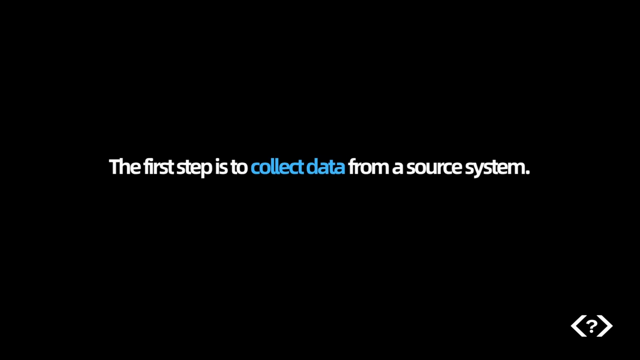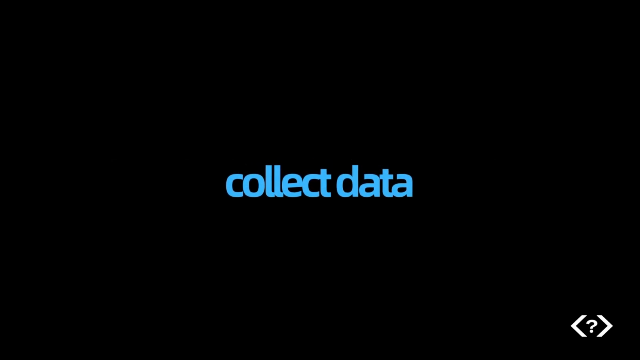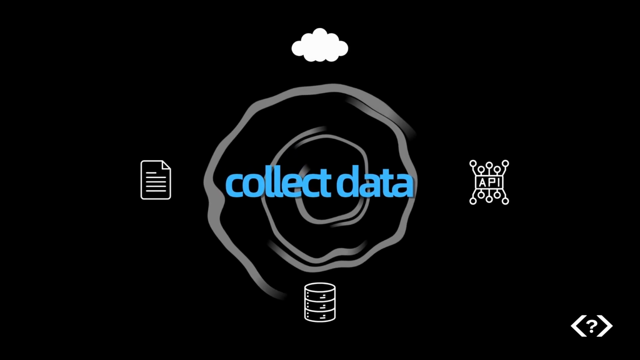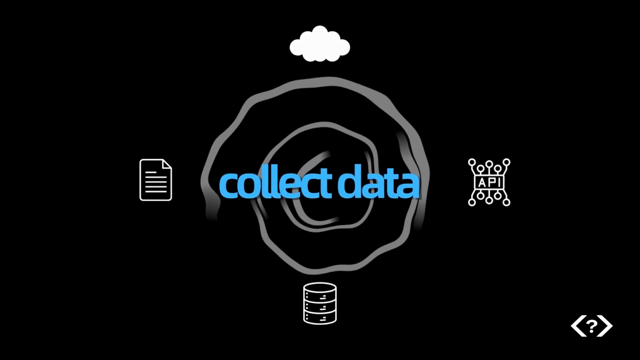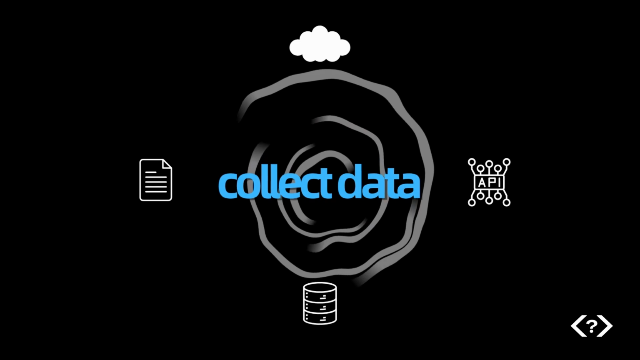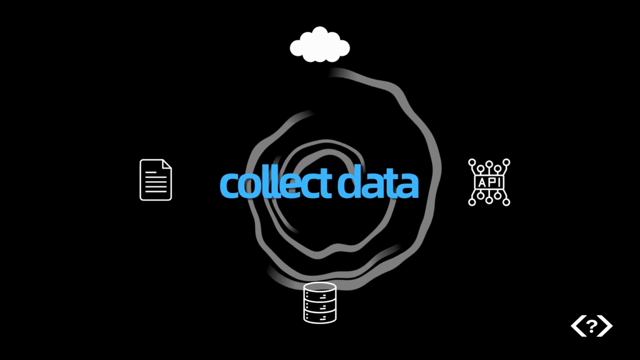Extract. So the first step is to collect data from a source system. So this source system can be anything, and it's usually a whirlwind of different systems. So you can have files, you can have a database, you could even have an API, and more often than not, it's usually sitting in the cloud.